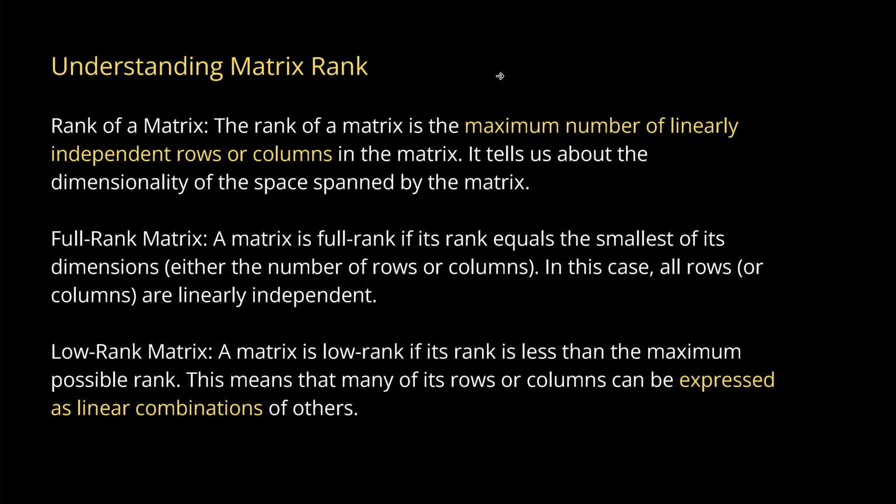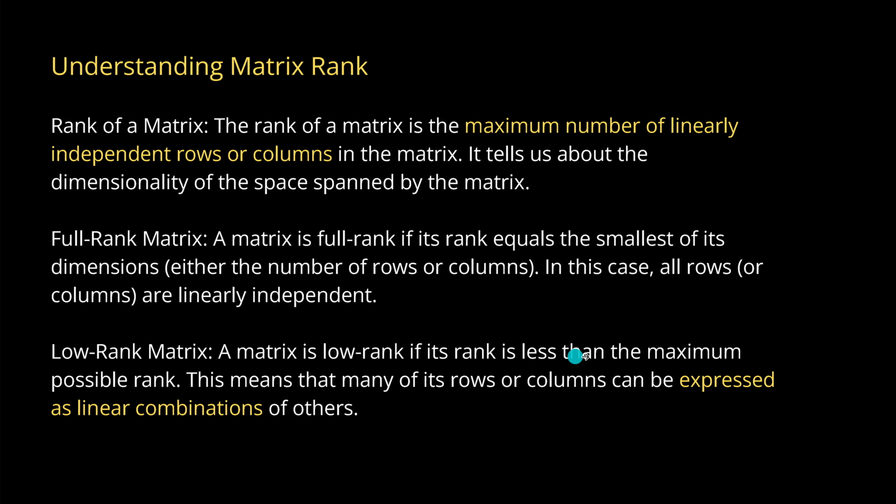Now, understanding this rank of a matrix is not as trivial, because what is the rank of a matrix, of a tensor structure? It is simply the maximum number of linearly independent rows or columns in the matrix. And this tells us about the dimensionality of the mathematical space spanned by the matrix. Now, for a full rank matrix, the rank is equal to the smaller of its dimensions, either the number of rows or columns, but in a low rank matrix, it is less than the maximum possible rank. So this means that many of its rows or columns can be expressed as a linear combination of others.